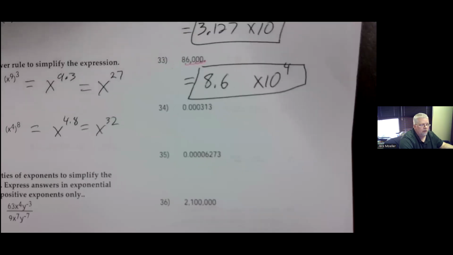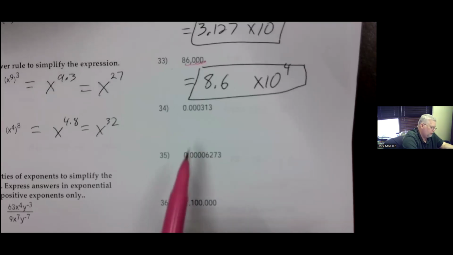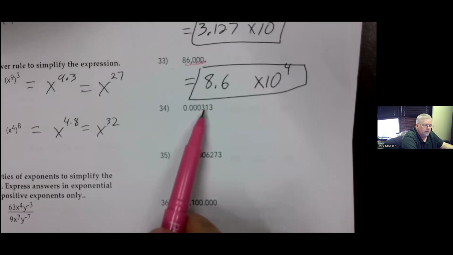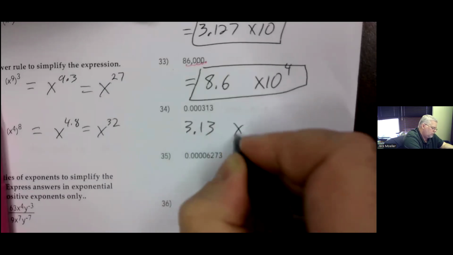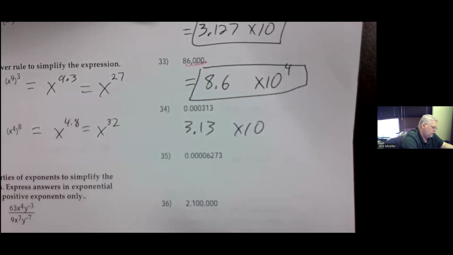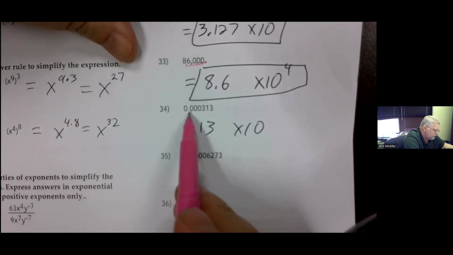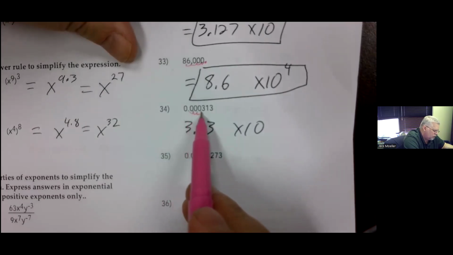All right, so now we have a small decimal number. So where does the decimal point go? Always goes to the right of the first non-zero number. So it goes between the first 3 and the 1. So 3.13 times 10 to what power? Well, how many places did we move the decimal? 1, 2, 3, 4.